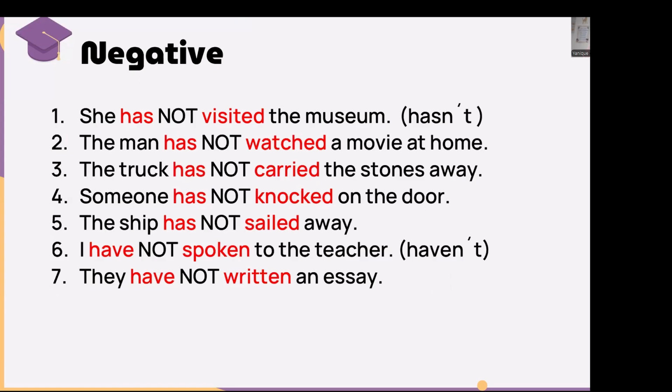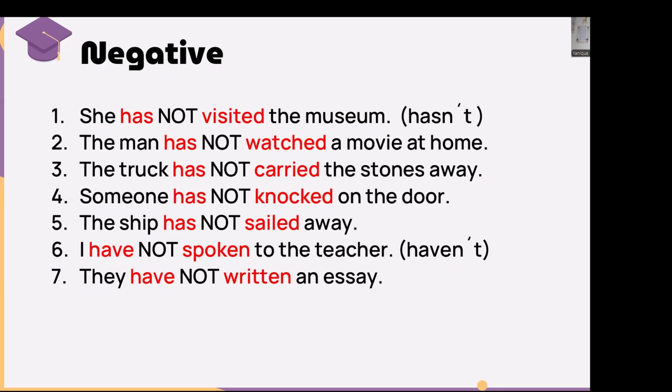The truck has not carried the stones away. Someone has not knocked on the door. The ship has not sailed away. I have not spoken to the teacher, okay? If it's has plus not, you can use a contraction, which is hasn't. If it's have plus not, you can say haven't. So I have not spoken to the teacher, or I haven't spoken to the teacher.